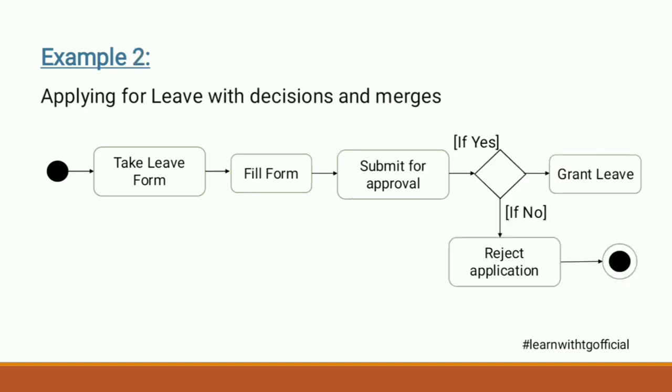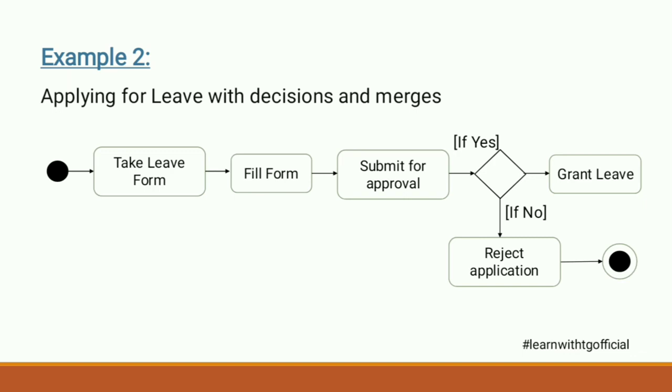Next one is decisions and merges. Decisions are used when we have to execute a different set of actions based on a condition. The example of an activity diagram for the same leave application with decisions and merges is as follows. The branched edge of the decision symbol contains a guard condition written inside brackets, if yes or if no.